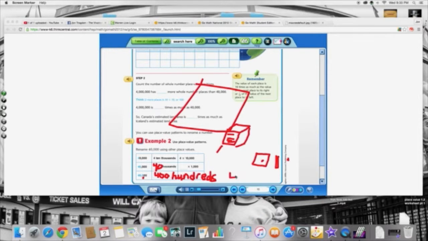So then we would simply do here 400 times 100. But if you took a calculator and multiplied 400 times 100, 40 times 1,000, or 4 times 10,000, each time you would get to this answer. So it's just a different way of looking at it.